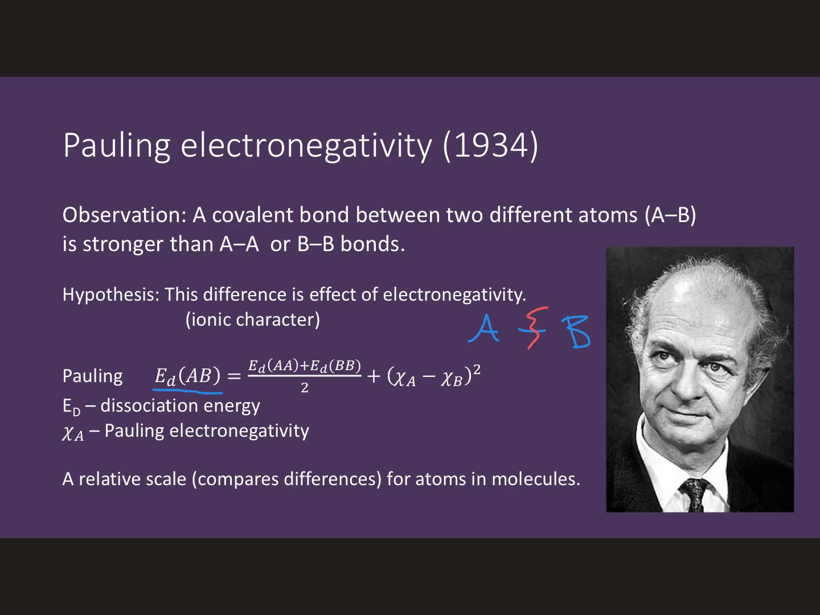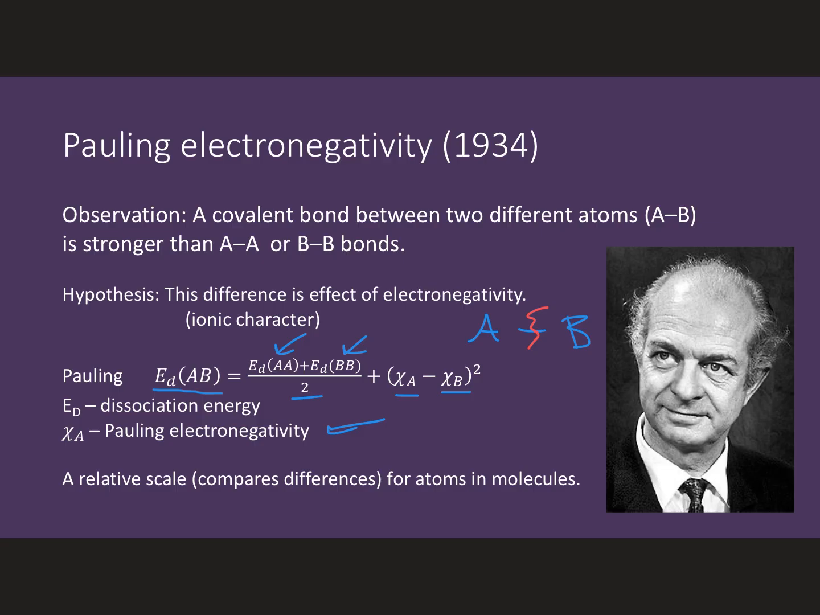Well, from that, we could also use the dissociation energy of both of the homonuclear diatomics here and say how much energy is required to break those. Let's add those together. Find the average of that by dividing by 2, and then add on this quantity, chi A minus chi B squared, where these chi terms are the Pauling electronegativities.